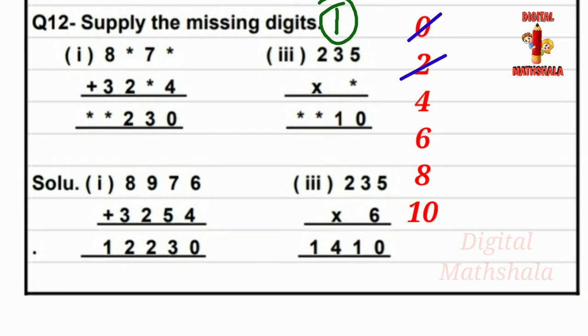Now we will check the next number, that is 4. So 4 multiplied by 5, 20 will come. Then the answer will come 0 in the unit place, and 2 will be a carry. Now 4 multiplied by 3, 12 will come, and 2 carry we will add, then 14 will come. But here you can see 1 is there. It means 4 will also not come.